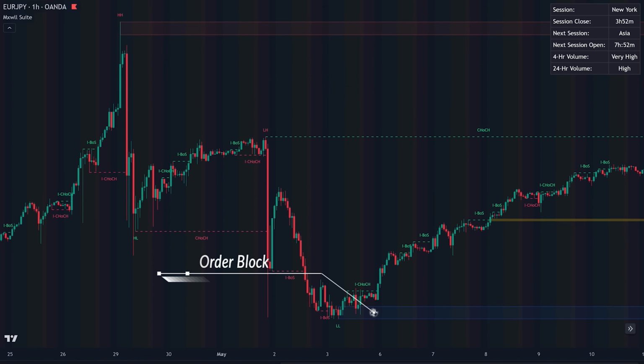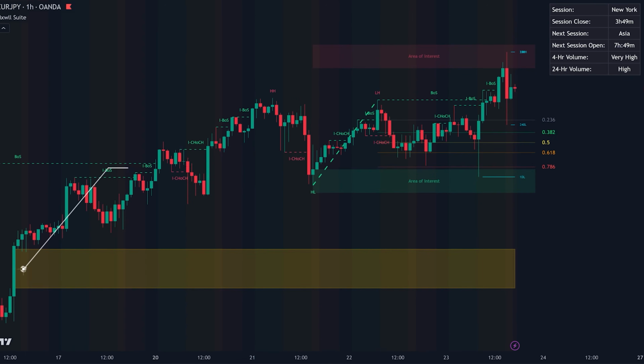Order blocks. These are zones where a lot of trading activity happened, often acting as strong support or resistance levels. We have bullish and bearish order blocks, higher highs, lower lows, and higher lows. These points help you understand the current trend. Fair value gaps. It represents a price range where the market moved very quickly in one direction, creating a gap that didn't allow for normal trading activity.